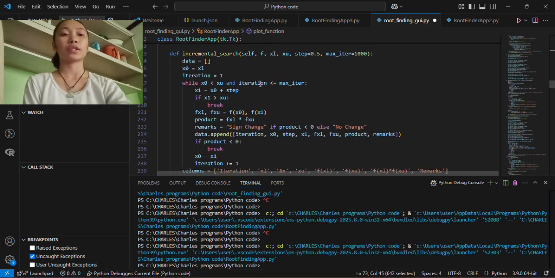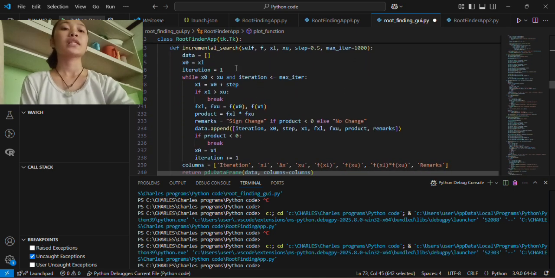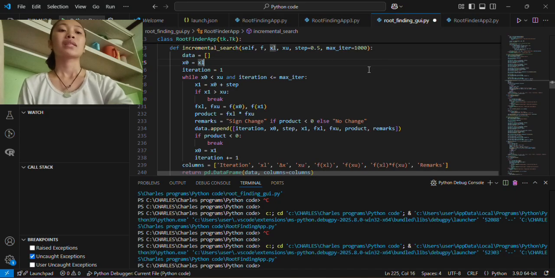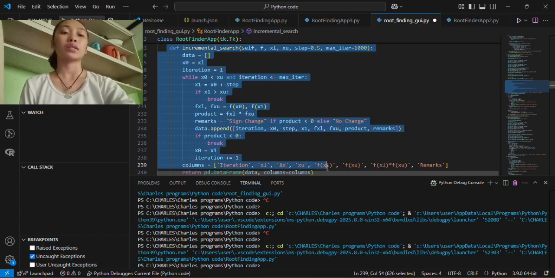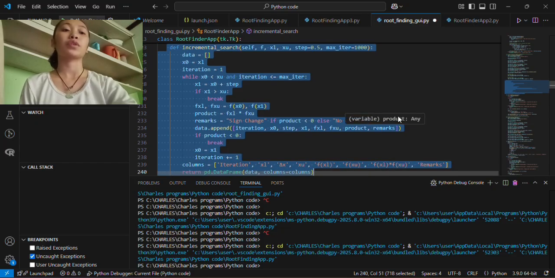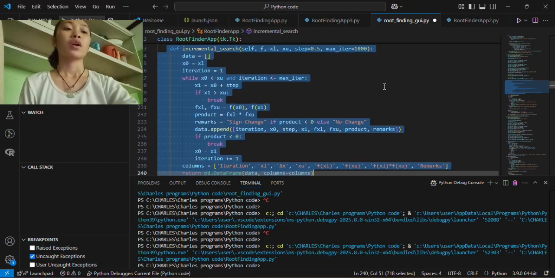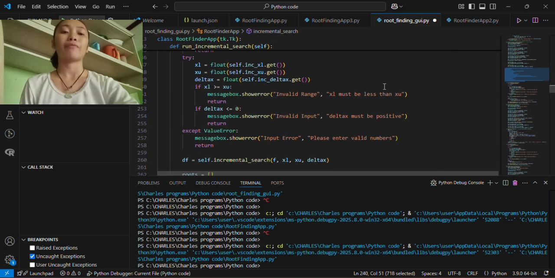Now, let's go to the incremental search method. This method walks through the interval from x lower to x upper in small steps, checking whether the function value changes sign between each pair of points. A sign change means the function crossed 0 in the subinterval, so a root exists there. It's like feeling for the root by checking if you step from positive to negative or vice versa.